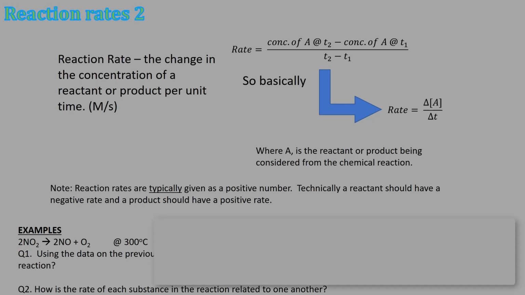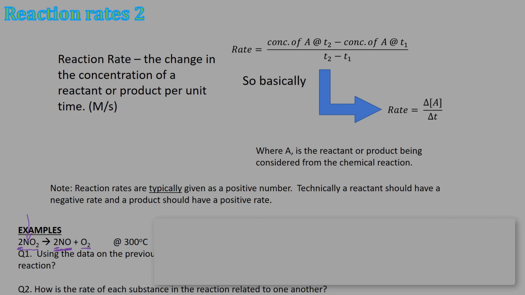How is the rate of each substance in the reaction related to one another? If we look at this reaction, like I said before, the rate of consumption of NO2 would be the exact same as the rate of appearance, or the rate of production, of nitrogen monoxide, because this is 2 and this is 2. And then oxygen would be half of the rate of these other two because only 1 oxygen is produced for every 2 of these that are consumed or produced.